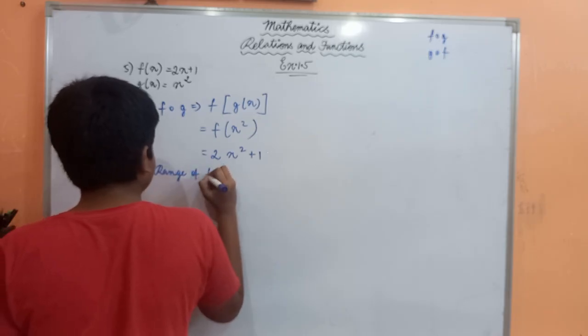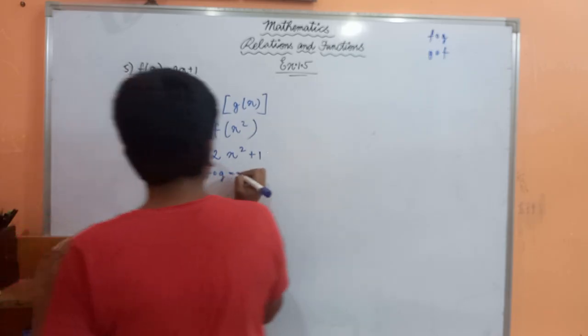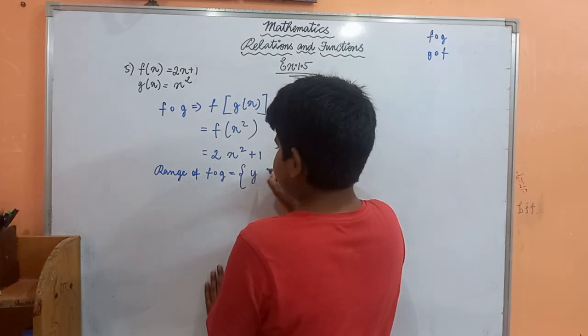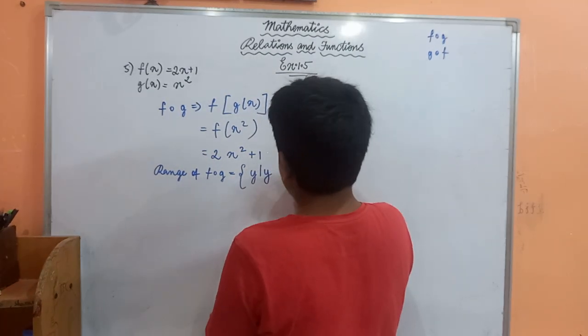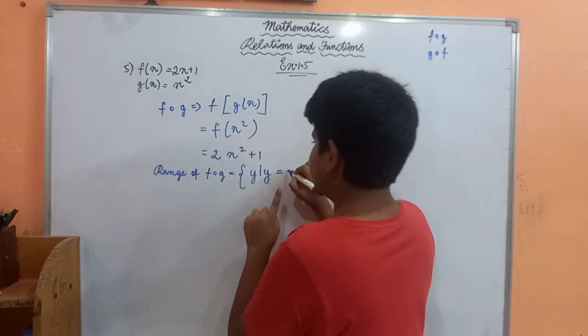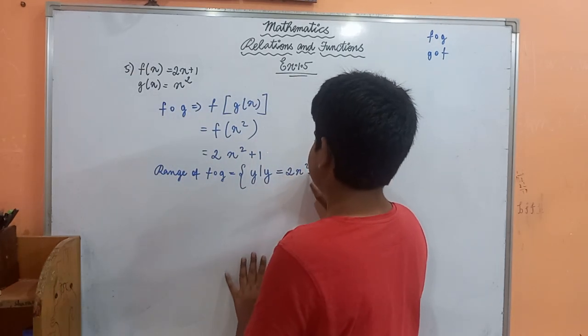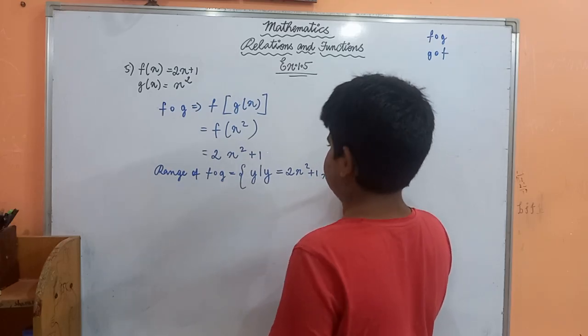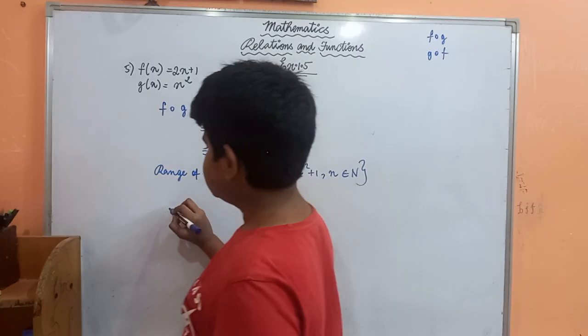of f∘g is equal to, since there's x, there isn't y, so you just put y is equal to 2x squared plus 1, y belongs to natural numbers. So this is our answer. Now g∘f.